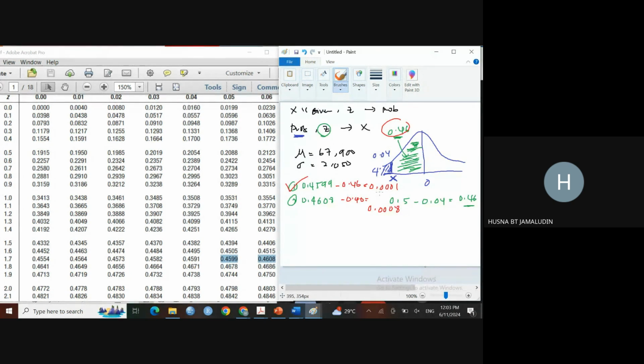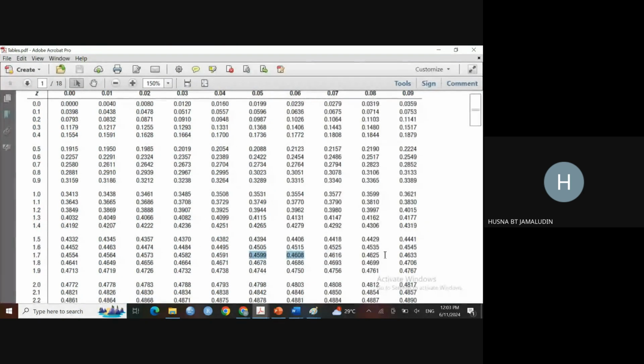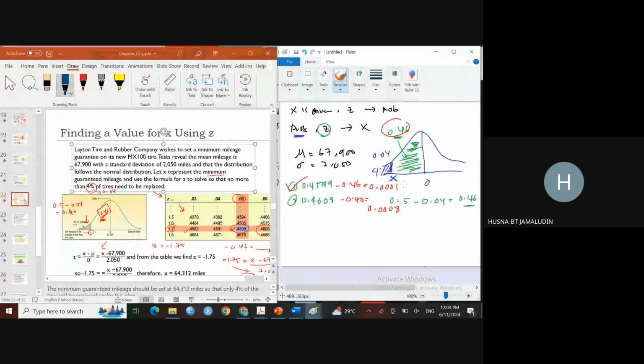So what is the Z value for this one? Let's go back to your Z table. We pick the first one. The value is 1.7 and go up 5, so 1.75. Let me write it here: your Z equals 1.75. Okay, so are we done?